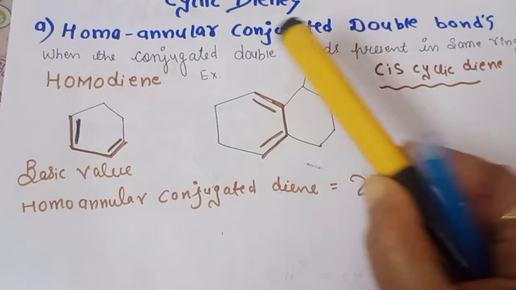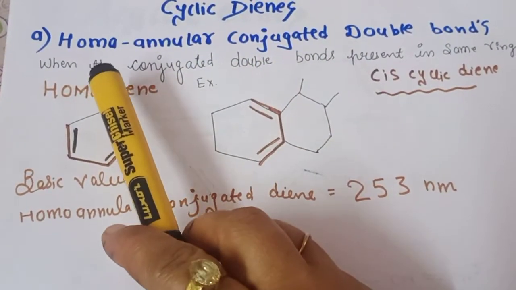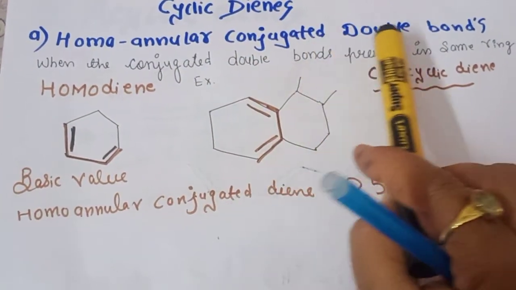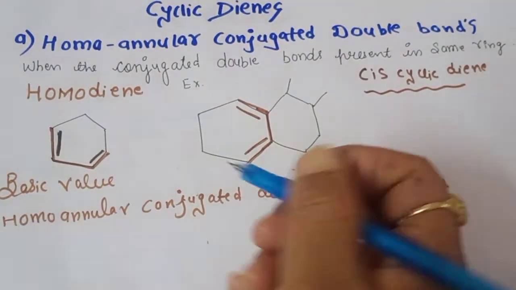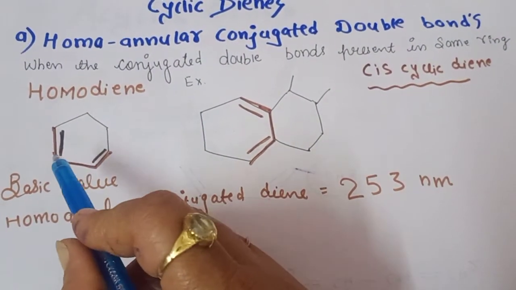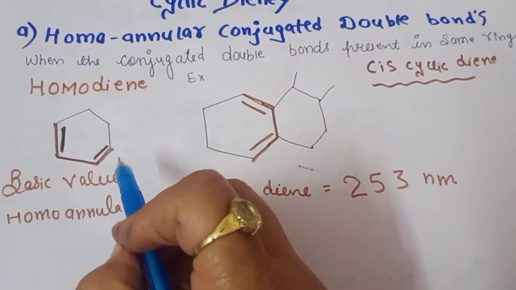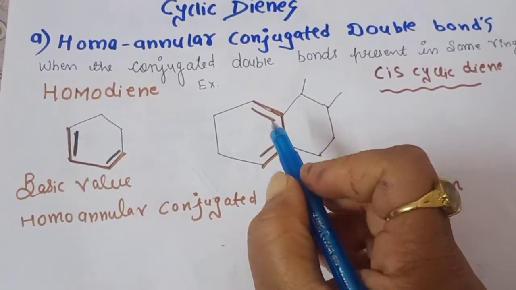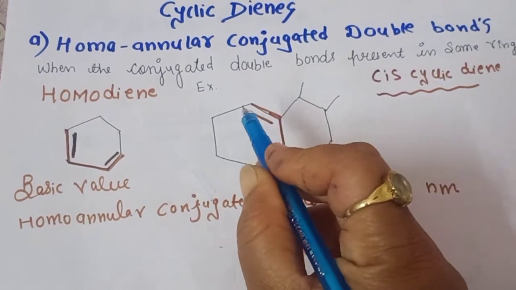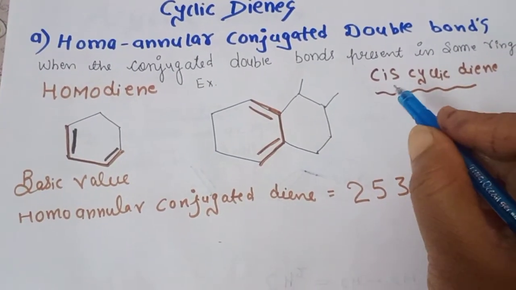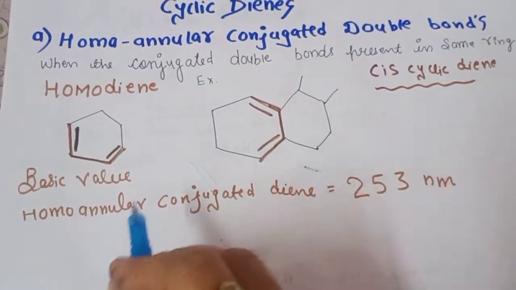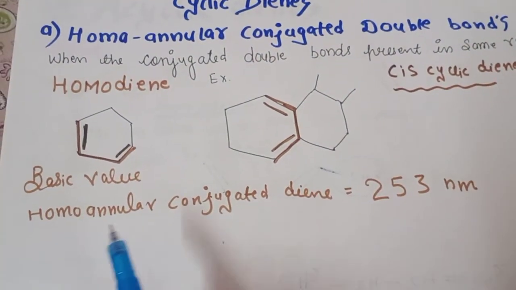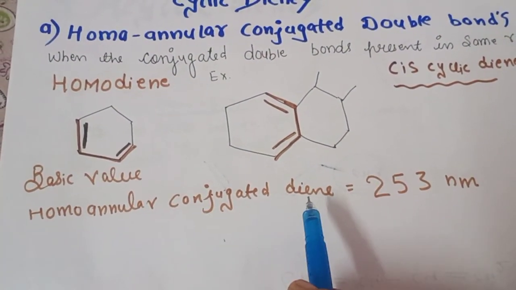So these are the cyclic dienes, and these are homoannular conjugated double bonds. Means when the double bonds are present in the particular ring, that is our homoannular. So when these two double bonds are present in the same ring, this is a cis cyclic diene. So for the cis cyclic dienes or the homoannular conjugated diene, why conjugated?